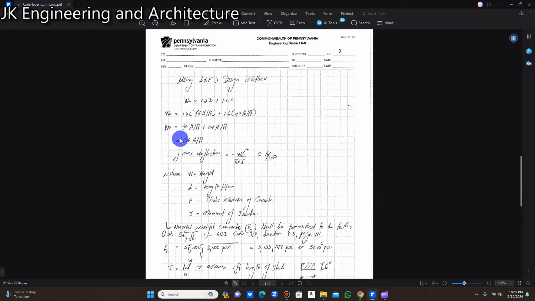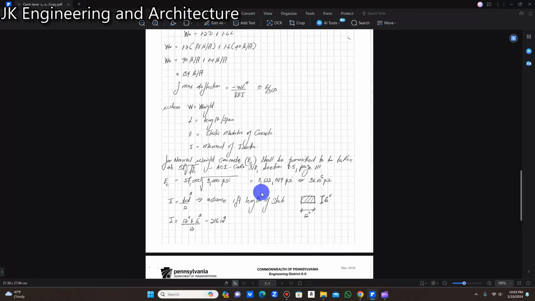Alright? So we can move into the deflection calculation now. So this is the deflection calculation formula. It is minus WL to the fourth over 8EI, and the result of that must be less than or equal to L over 360. Do not focus on the minus. The minus is just telling us that the load is coming down. This is just a sign convention. So we have W, which is the weight, L, which is the length or span, E, which is the elastic modulus of concrete, and I, which is the moment of inertia.